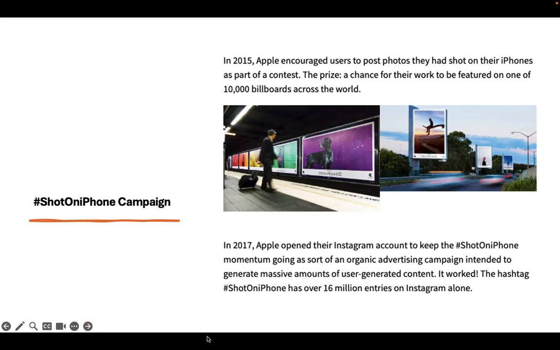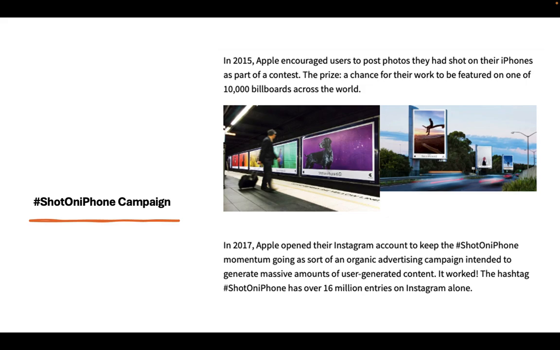Next, another big player is iPhone. And what they did was they created the hashtag Shot on iPhone. And in 2015, Apple encouraged users to post photos they had shot on their iPhones as part of a competition. And the prize wasn't big money for them. It was a chance for their work to be featured on one of 10,000 billboards across the world. So it wasn't even costing them anything more than their advertising budget. They would have put up billboards anyway, but now they were using basically user-generated content.